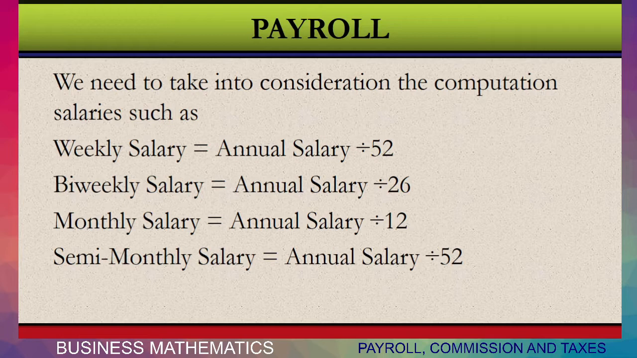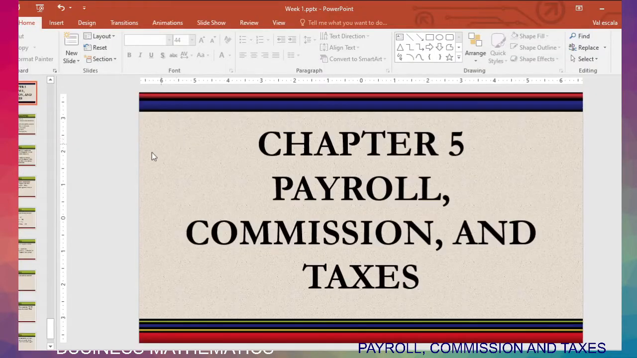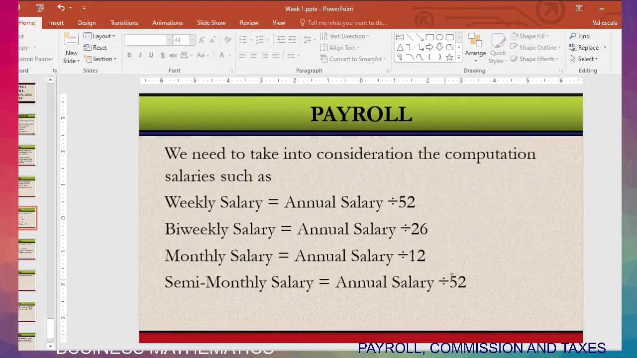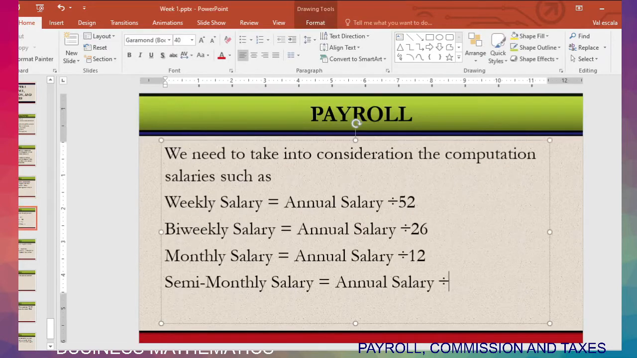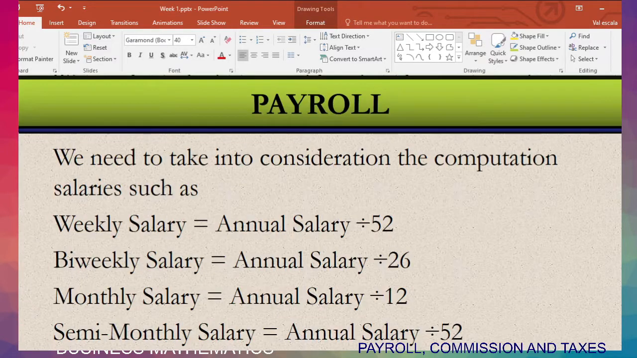wait lang ha. Parang mali yung annual salary divided by 52. Okay. I will check it. So, siguro ito ay typo lang. So, it is not 52, parang hindi 52. Okay, it is 24. Okay, baguhin na lang natin. So, semi-monthly natin, meron tayong annual salary divided by 24. Yan. Baguhin na lang natin.